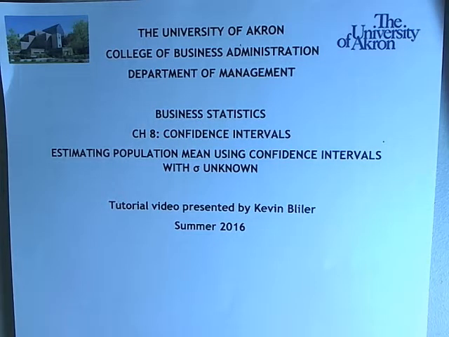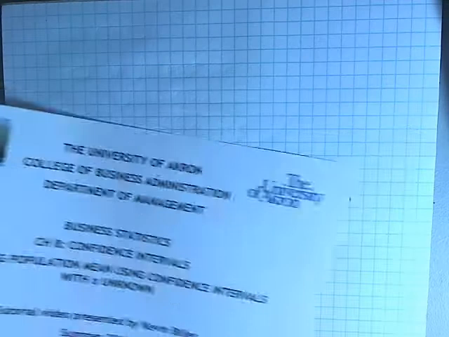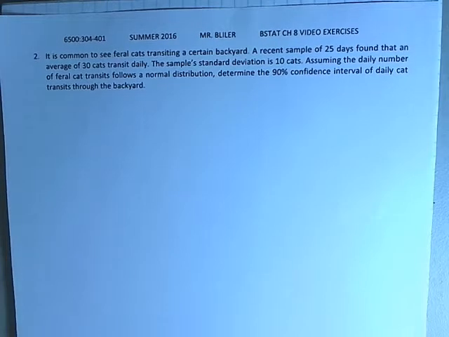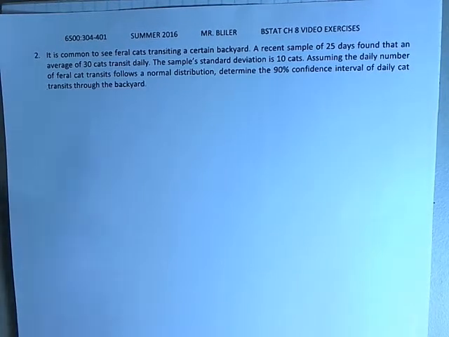Welcome to the video, continuing on with our look at confidence interval problems. Let's look at a problem in which we're estimating a population mean using a confidence interval with the population standard deviation unknown. Here we have a problem. Let's see what they want us to do.